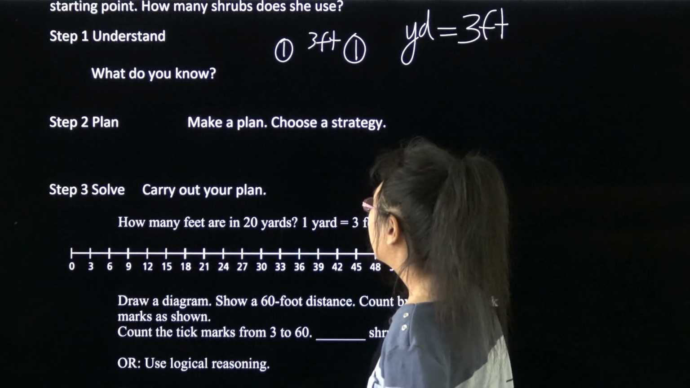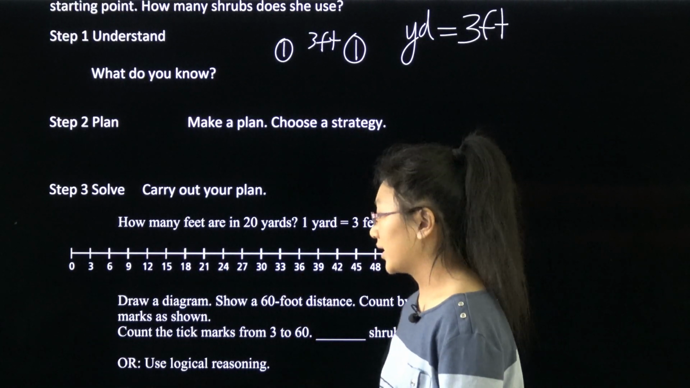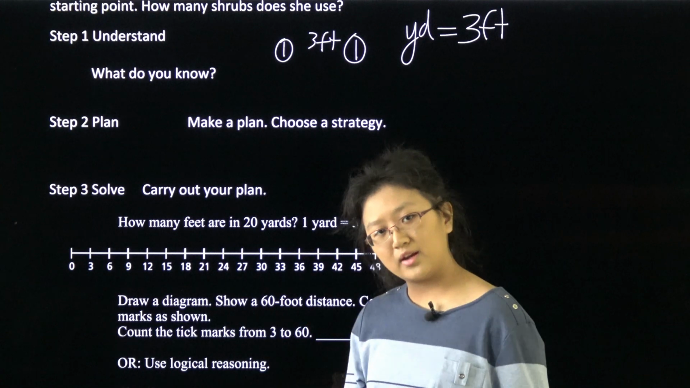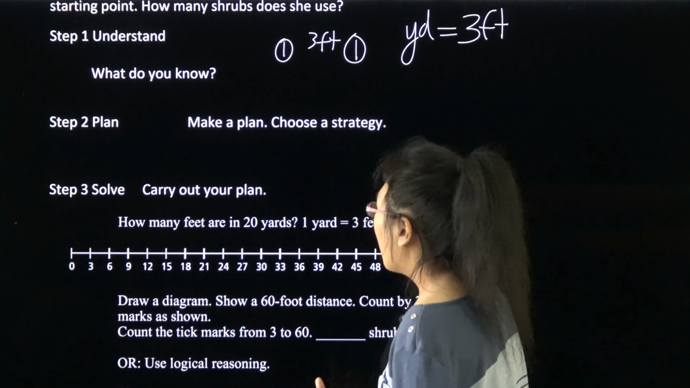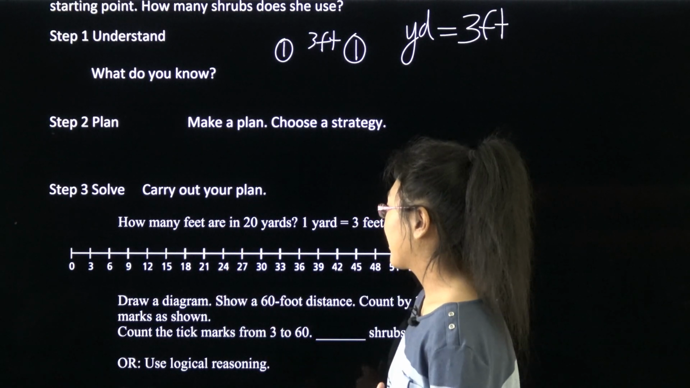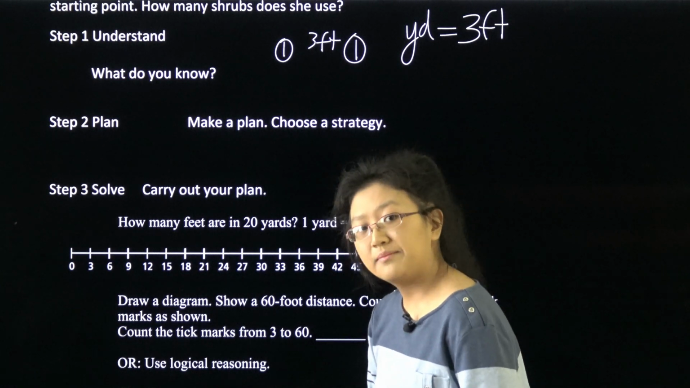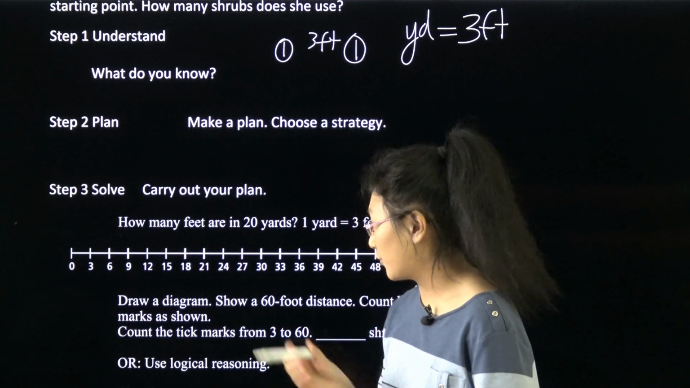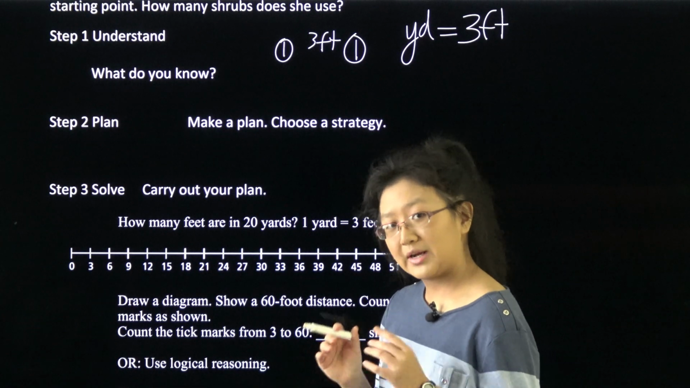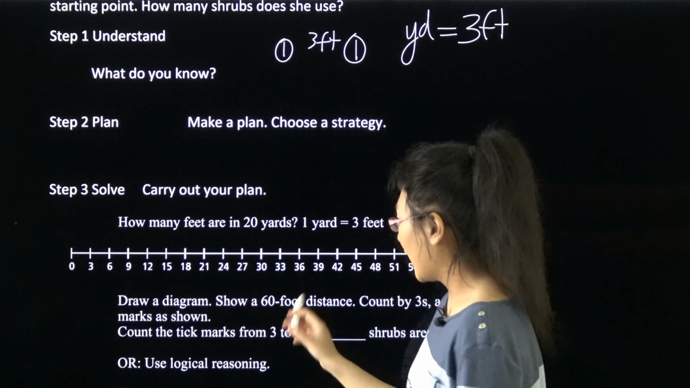So step 2, plan. We can choose a strategy. So we can use logical reasoning in which we divide, or we could draw it. Now drawing would be a lot more time consuming and you would probably want a ruler. So I don't recommend drawing. But here's how you would do drawing.